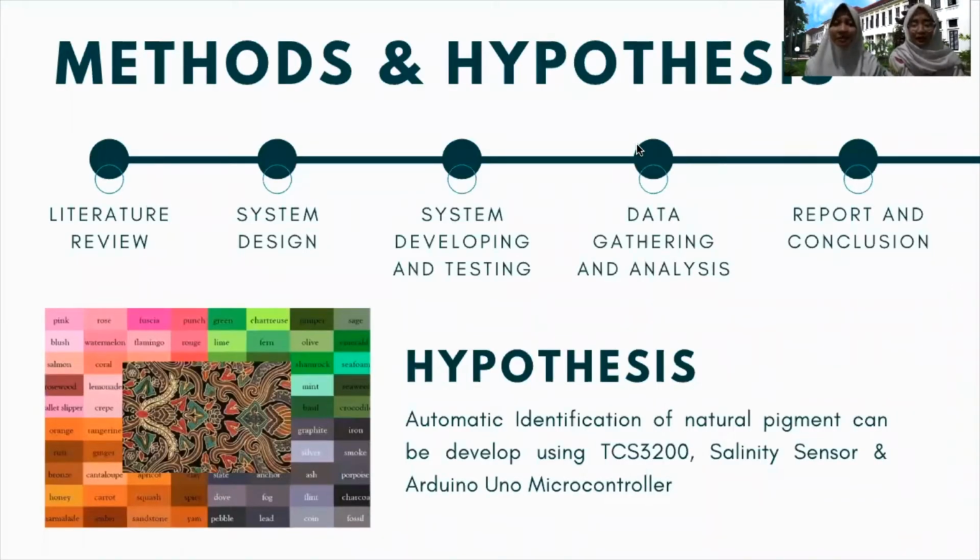Methods and hypotheses. The stages are literature review, system design, system developing and testing, data gathering and analysis, report and conclusion. For the hypothesis, automatic identification of natural pigment can be developed using TCS 3200, salinity sensor, and Arduino Uno Microcontroller.